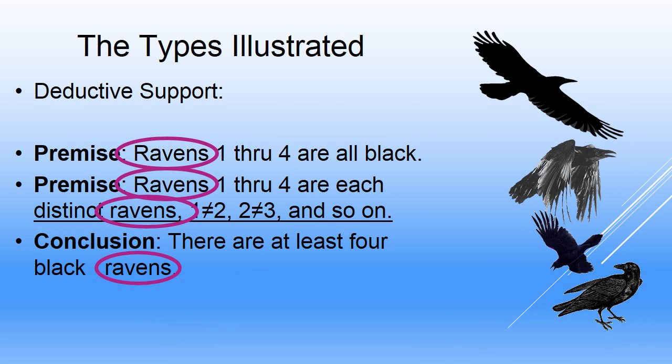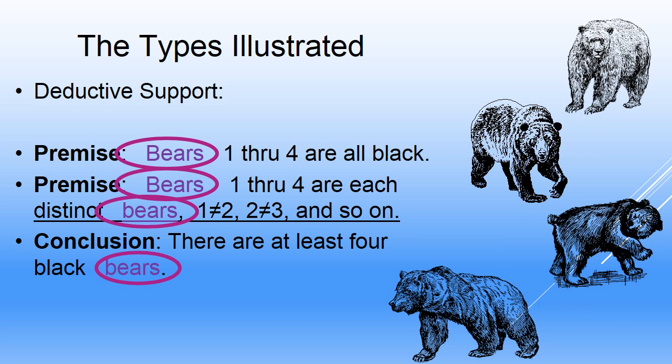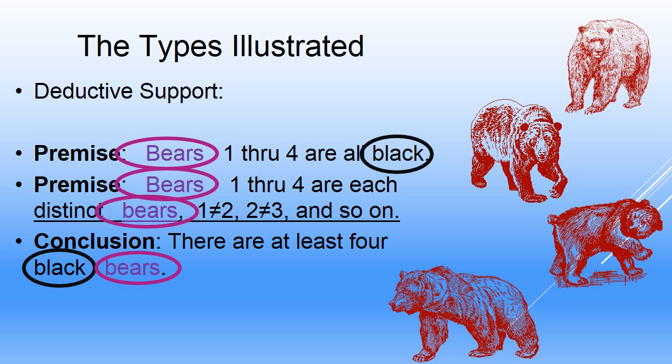Similarly, our argument involving ravens doesn't have anything to do with them in particular. We could just as easily have talked about bears. If bears 1 through 4 are all black, there are at least 4 black bears. And speaking of which, is there anything special about blackness? How about brownness? If bears 1 through 4 are all brown, and they are distinct bears, it follows there are at least 4 brown bears. Again, deductions have to do with types of inference based on form.